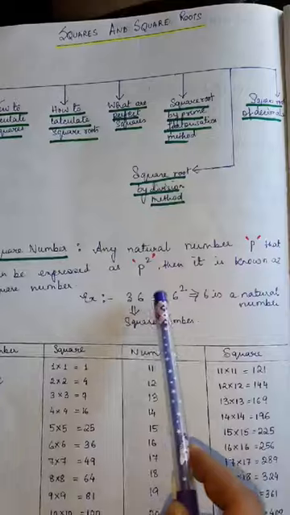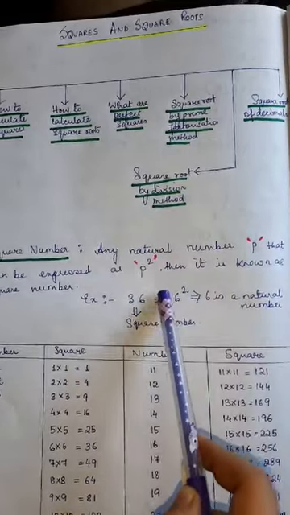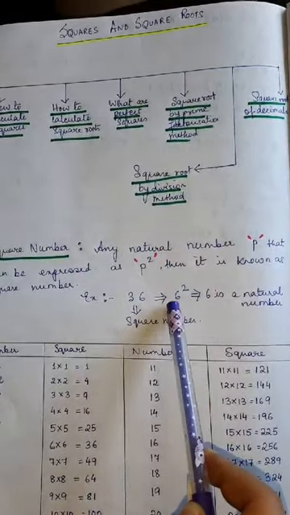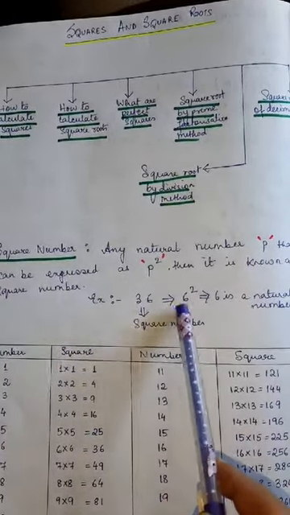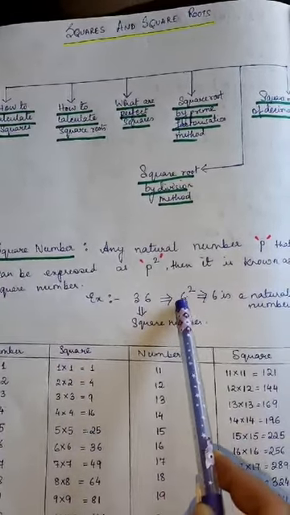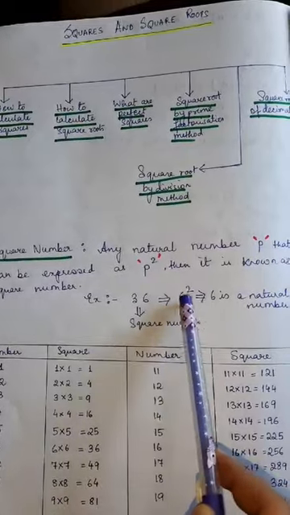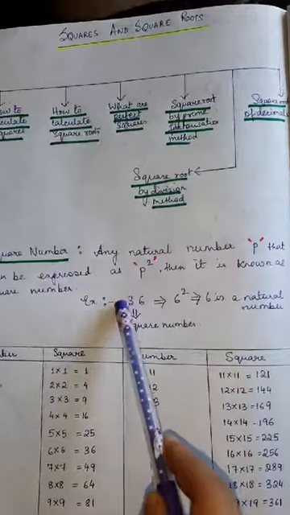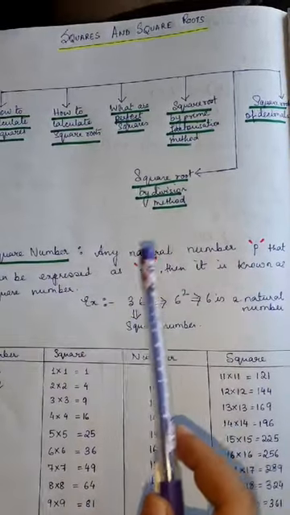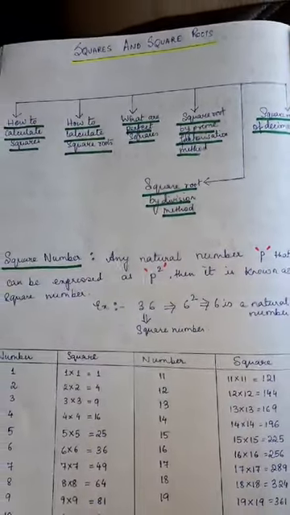Why? Because it can be expressed in terms of 6 square. 6 is a natural number, so 6 square. So any natural number which can be expressed like this is a square number. So this 36 is a square number. You have learned square numbers before.